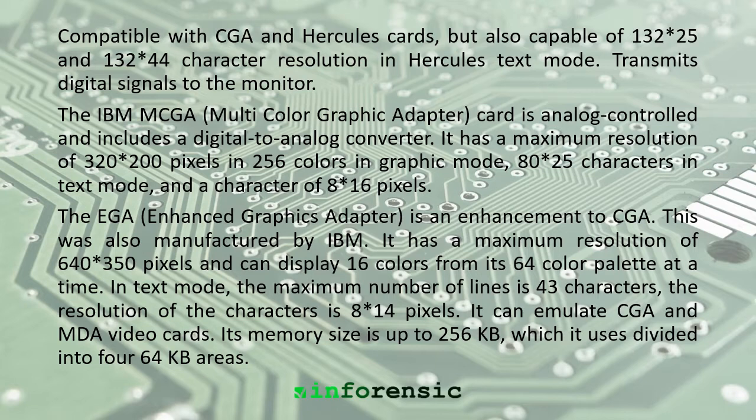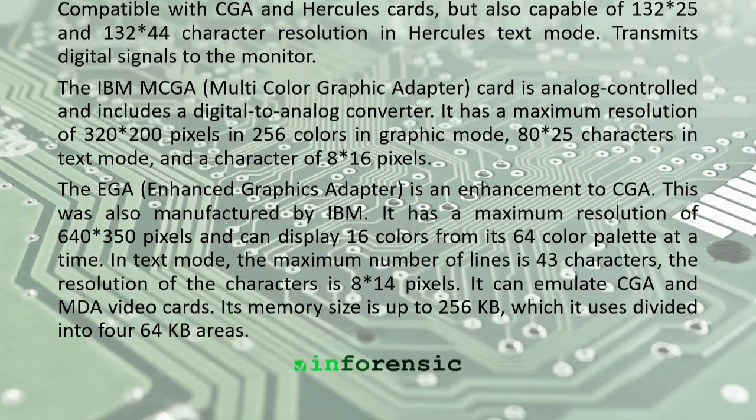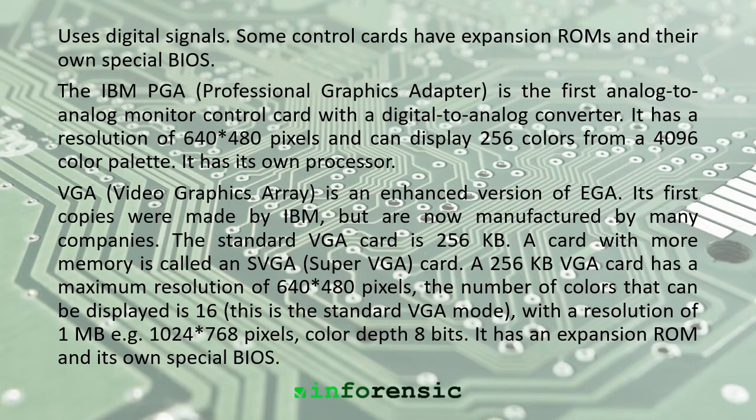The EGA, Enhanced Graphics Adapter, is an enhancement to CGA. This was also manufactured by IBM. It has a maximum resolution of 640 × 350 pixels and can display 16 colors from its 64-color palette at a time. In text mode, the maximum number of lines is 43 characters, the resolution of the characters is 8 × 14 pixels. It can emulate CGA and MDA video cards. Its memory size is up to 256 KB, which it uses divided into 4 64 KB areas. Uses digital signals. Some control cards have expansion ROMs and their own special BIOS.